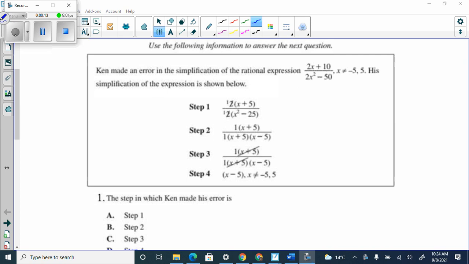So they took a 2 out of the top. Take a 2 out of 2x is x. Take a 2 out of 10, you get 5. So I got 2 and then x plus 5. The bottom, they took a 2 out, and then they were left with x squared minus 25, which is correct. And then they crossed the 2's off and they did 1s.